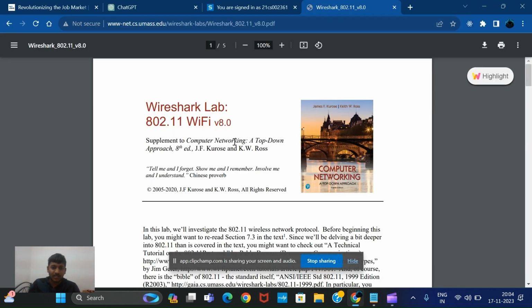Hello guys, now we are going to learn the Wireshark Lab on 802.11, which is commonly known as Wi-Fi. The present generation uses the Wi-Fi protocol, which was invented by IEEE members, and it was a research paper document of 802.11. We will say it as Wi-Fi.